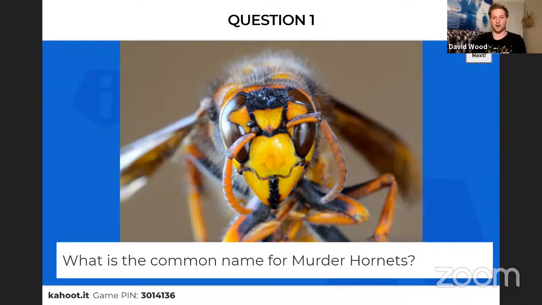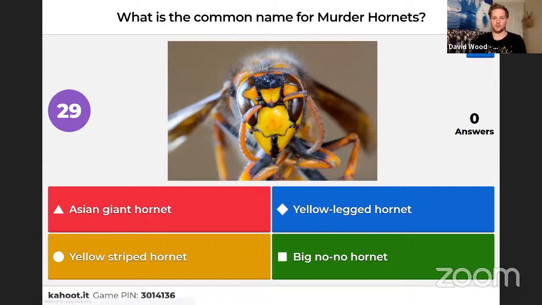Murder hornets is more of a nickname. What's the common name? We're not looking for the scientific name, but what is the common name for murder hornets? Is it the Asian giant hornet, the yellow-legged hornet, the yellow-striped hornet, or the big no-no hornet?